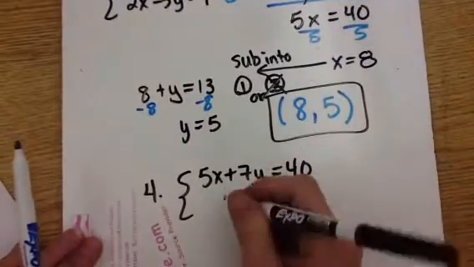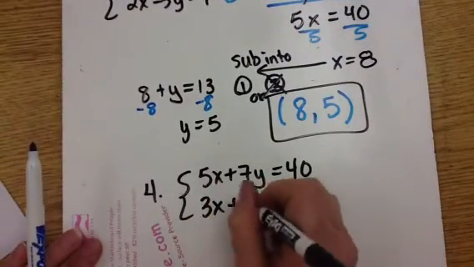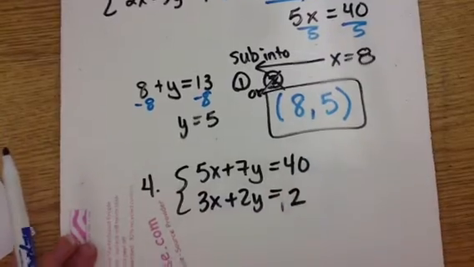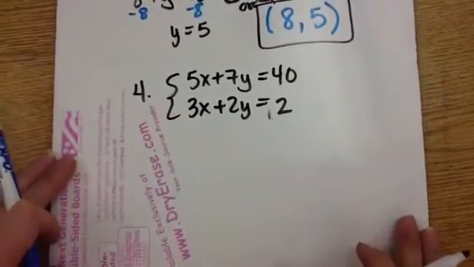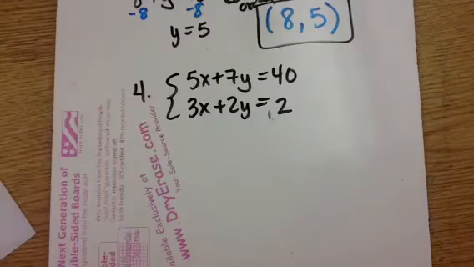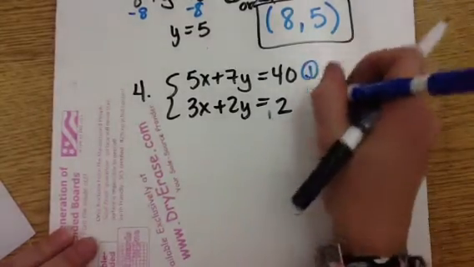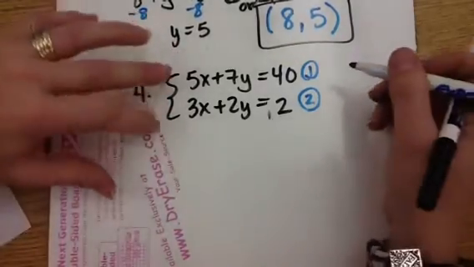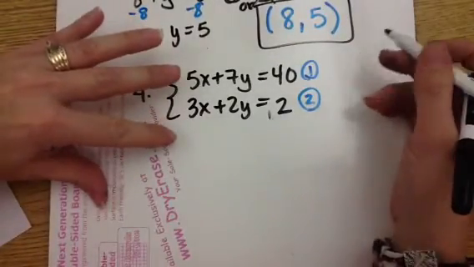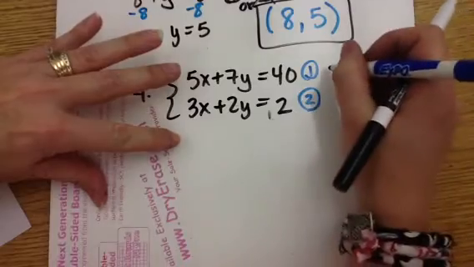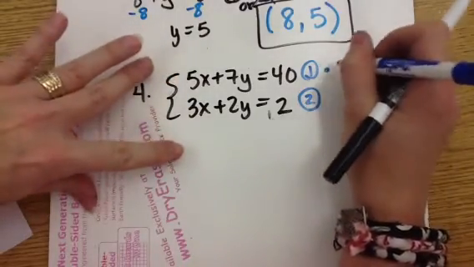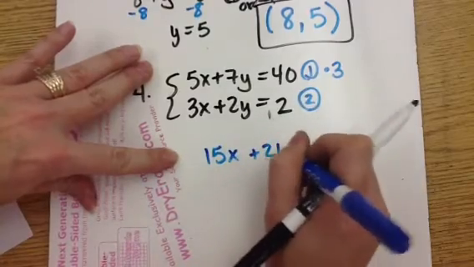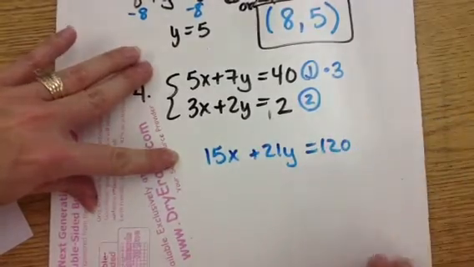Our second example of solving systems by elimination, oops, that should be a 2, is 5x plus 7y equals 40, and 3x plus 2y equals 12. So I'm going to need to get one of my variables to have opposite coefficients. So let's eliminate x this time since we eliminated y last time. So if I take equation 1 times 3, that's going to give me 15x plus 21y equals 120.